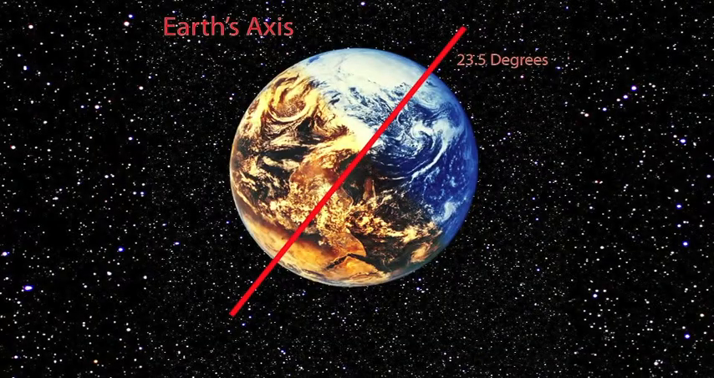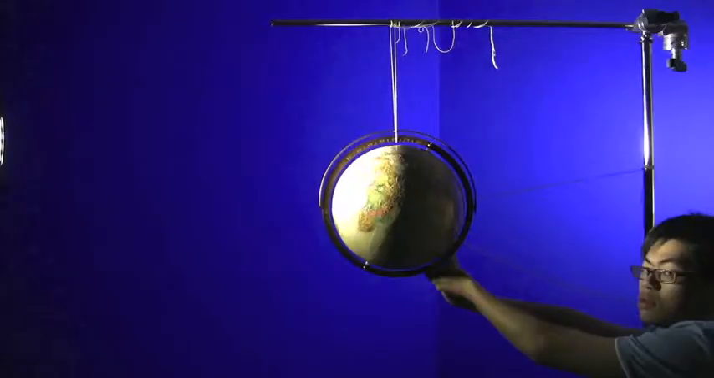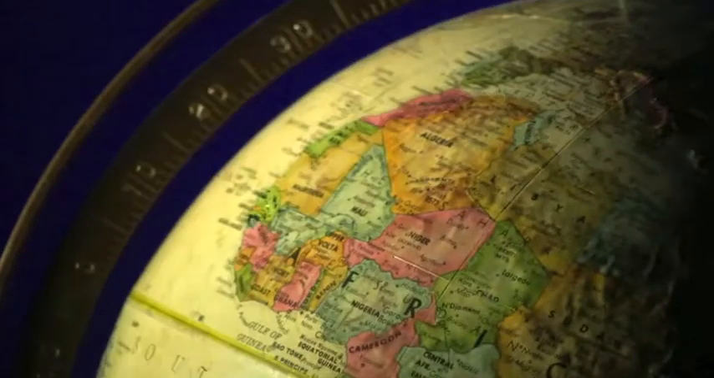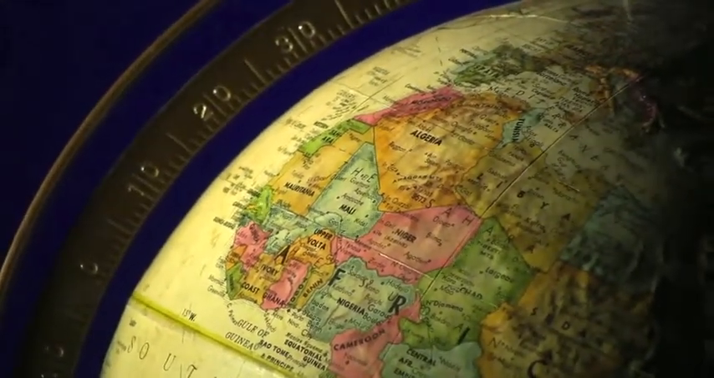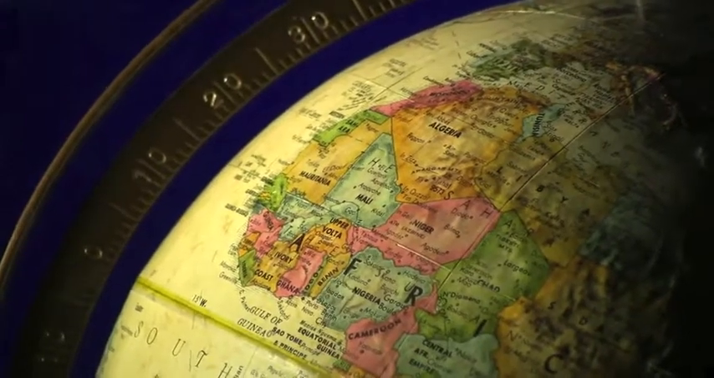Seasons are caused by the Earth's tilt on its axis. Notice how Stephen rotates this globe on its axis. This is why this light's energy is able to spread across this globe at many angles.